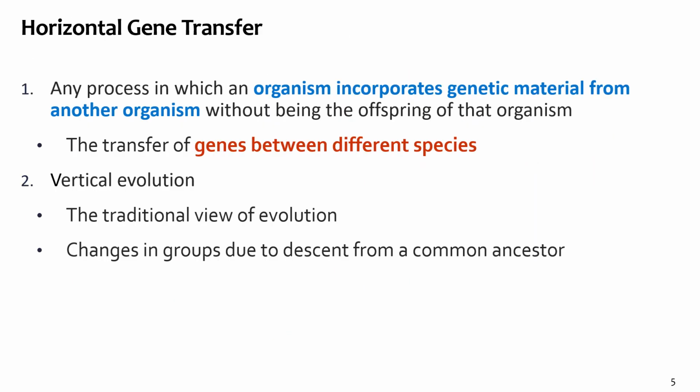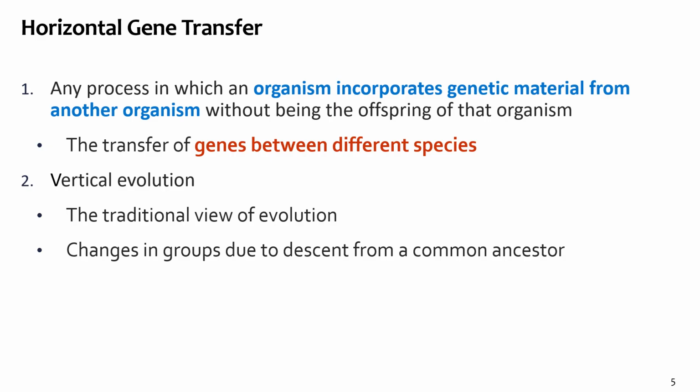Another mechanism of widespread genetic change is vertical evolution versus horizontal gene transfer. So vertical evolution is sort of our traditional view of evolution. This is where we get changes due to descent from a common ancestor. So in vertical evolution, we have changes that are passed down from parent to offspring over many, many generations. And that is where we're going to see most of the accumulation of genetic change, by passing from parent to offspring, from a common ancestor to a derived organism or a new branch from that tree.